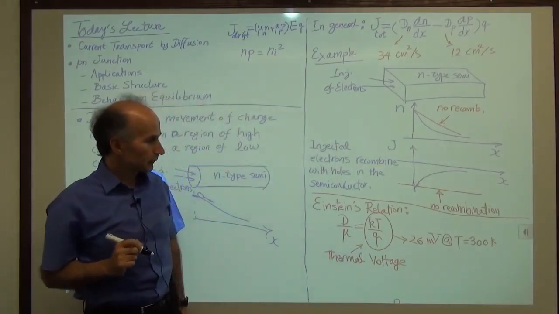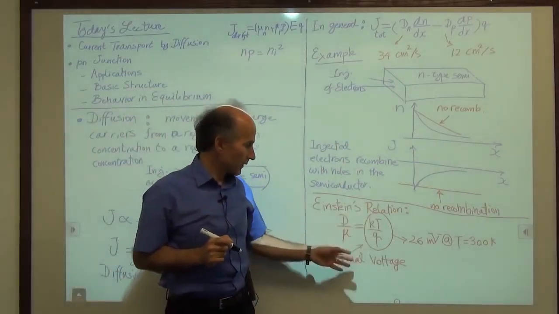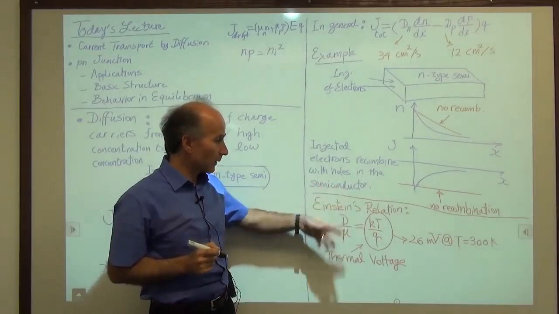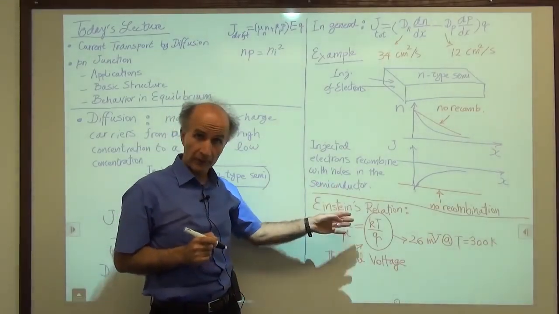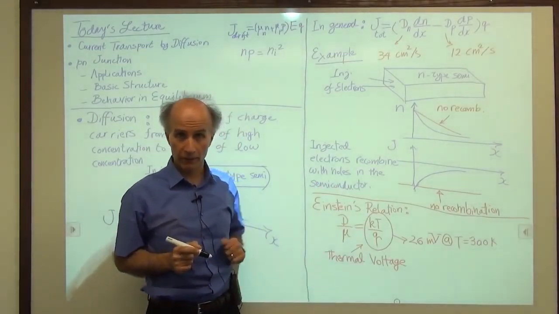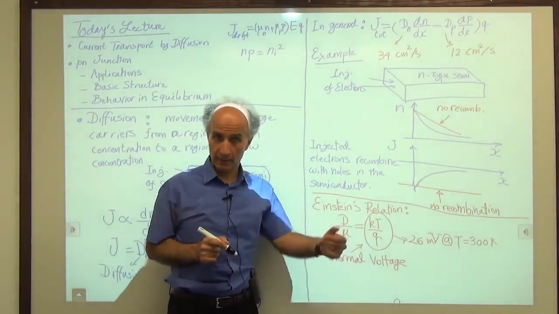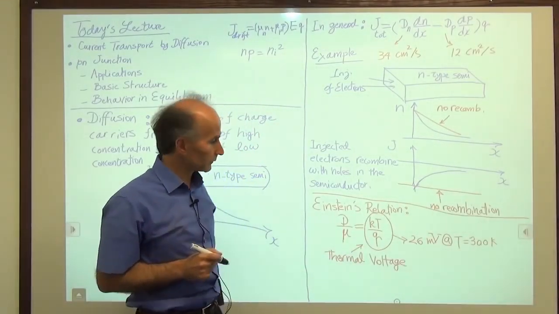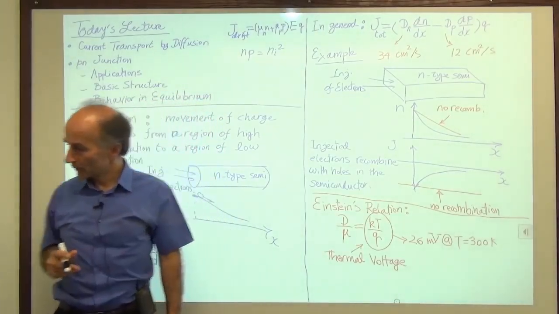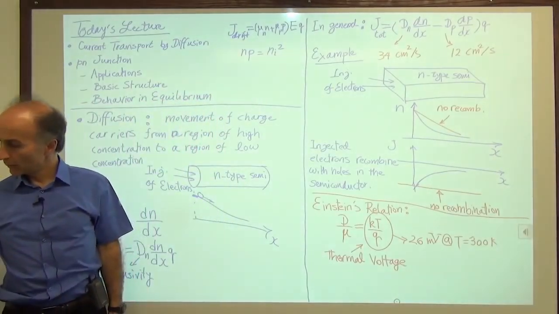Okay, so Einstein's relation allows us to simplify things. In case we end up with a ratio of diffusivity and mobility, we replace it with K2 over Q, and we carry this on. As you will see shortly, this appears in some of our equations even today. Very well, let's see where we are.